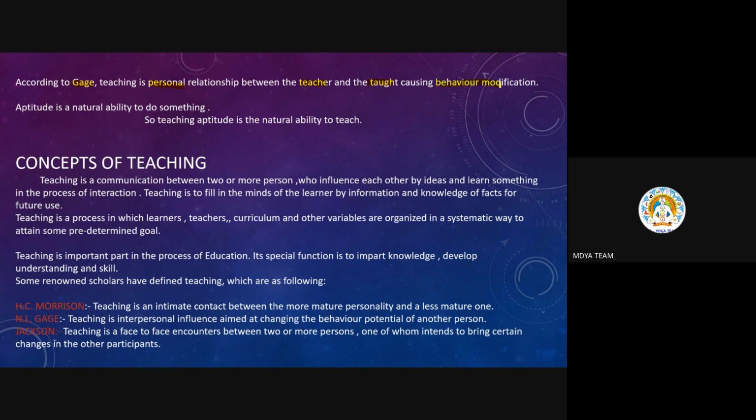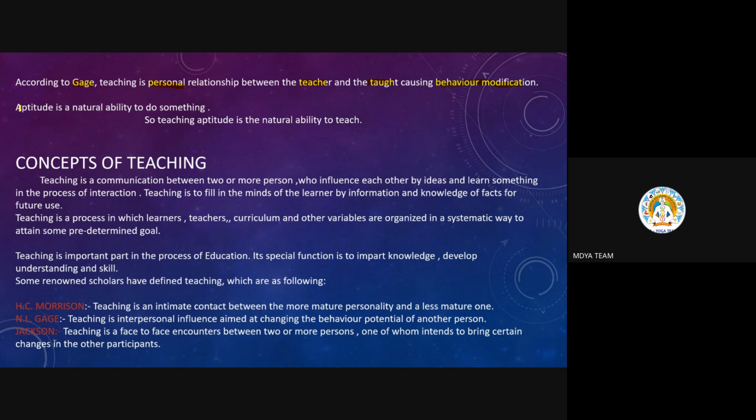If there is teaching, there must be something that is reflected in the behavior of the learner, of the taught. That is known as behavior modification. This is important: you can say that this is the result of teaching. Some alteration in the behavior, in the intellectual level, must be there if teaching is happening.